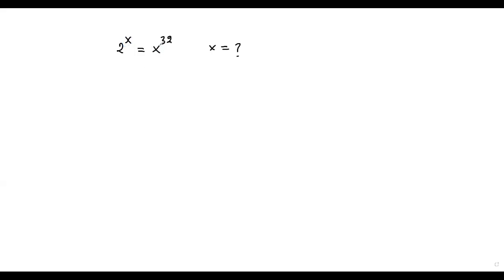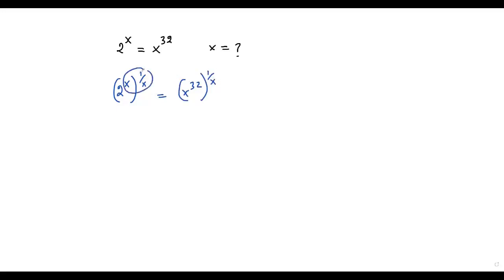Here it's not possible to get rid of the variable on the right side because it is at the base. I'll be able to get rid of the variable x on the left side because it's at the exponent. So how can I get rid of this variable x on the left side? It's very simple. I just have to raise both sides to the power of 1 over x. So that is (2 to the x) to the power 1 over x equals (x to the power 32) to the power 1 over x.